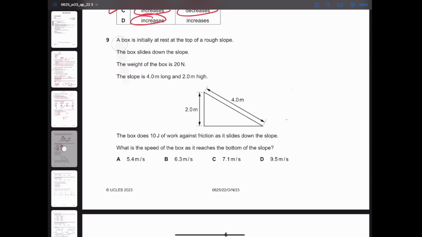A box is at rest at the top of a rough surface. The box slides down the slope. The weight of the box is this much. The slope is 4 meters, this much height. The box does 10 joules of work against friction as it slides down the slope. Now, the simplest way to solve this kind of question is just think about it.